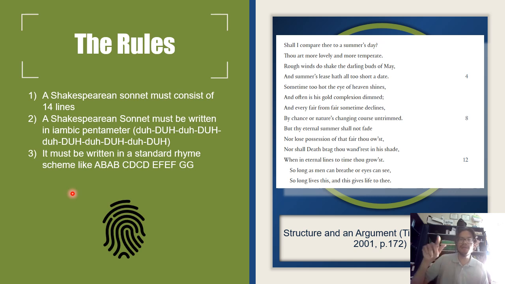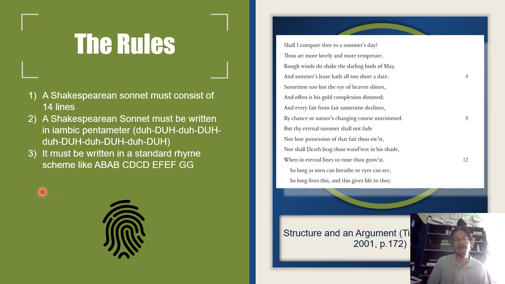Shall I compare thee to a summer's day? Da da da da da da da da da da. So that's an unstressed syllable followed by a stressed syllable, okay? And that pattern, da-da, that's called an iamb, I-A-M-B, and there's 5 of them in a line of poetry. So 10 syllables, iambs are 2 syllables, and there's 5 of them, iambic pentameter, in a line of poetry.